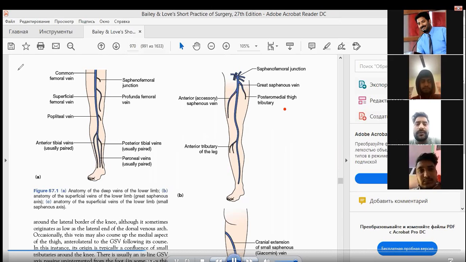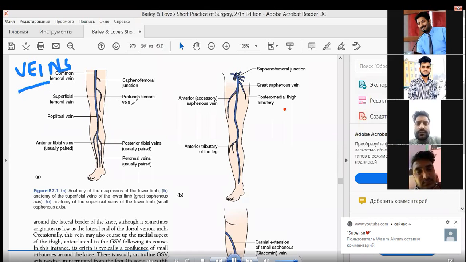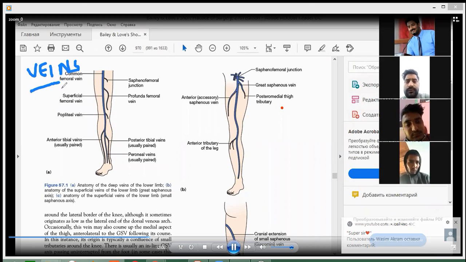You have to know the veins of the lower limb. The veins of the lower limb. If you know them, then it is easy for you to explain deep vein thrombosis or pulmonary embolism. Listen once again to the veins of the lower limbs and write down these points.